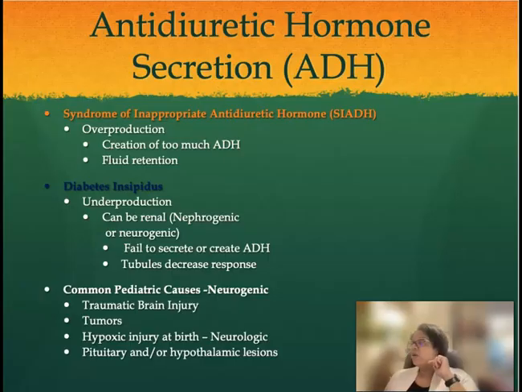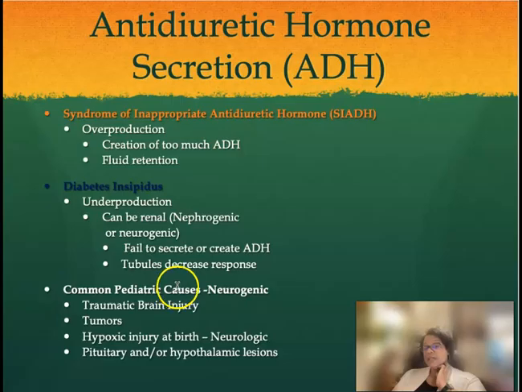All right, so SIADH is the first one we see here. This is an overproduction, the creation of too much ADH, so you're going to have fluid retention. DI is an underproduction, and this could be nephrologic, basically renal, or neurological. This is a failure to secrete or create ADH.